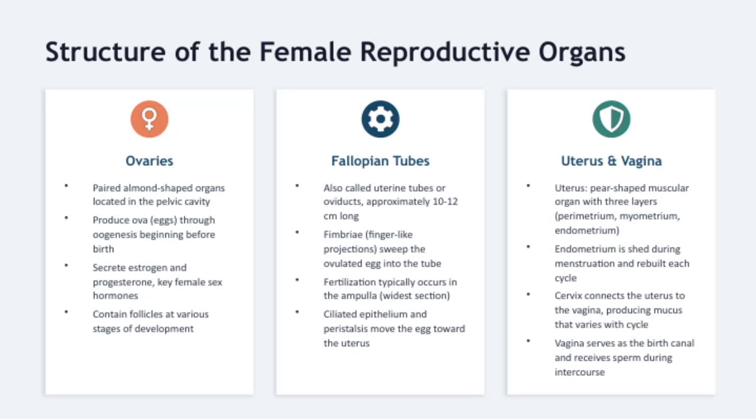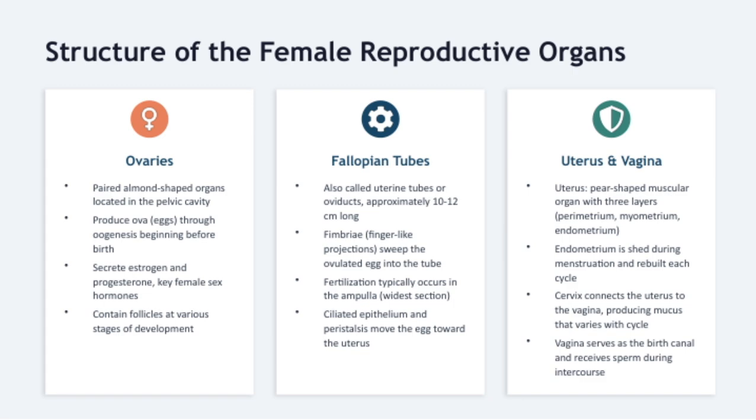Let's take a closer look at the structure of the female reproductive organs. The uterus, for example, is a pear-shaped muscular organ composed of 3 distinct layers: the outer perimetrium, the middle myometrium, and the innermost endometrium. The endometrium is particularly important because it is shed during menstruation and then rebuilt each cycle, preparing the uterus for possible pregnancy.